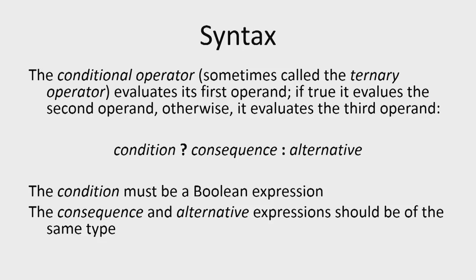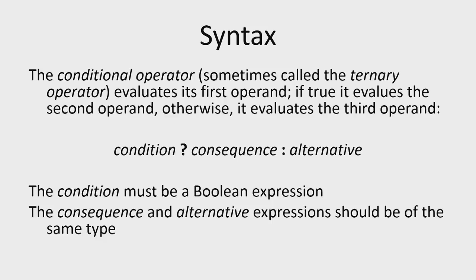Strictly speaking, they don't have to be of the same type. There are some tricky rules in C# for working out what to do if they are not the same type. But one of the most common questions that I see on Stack Overflow is, I have this conditional operator. The compiler is telling me the conditional operator operands are not of the same type.